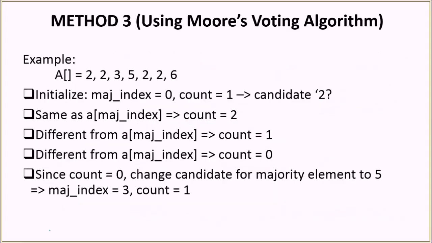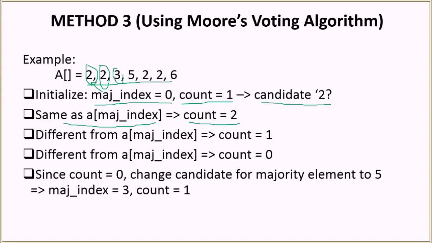Okay, so let's understand Moore's voting algorithm with an example. Suppose we are given this array. For this element 2 here, we initialize the majority index as 0. So this majority index will be pointing to 2 here, and we initialize the count as 1. Now we are checking if 2 is the candidate. Then we come here. Yes, this is the same element as the element at majority index, so the count becomes 2.